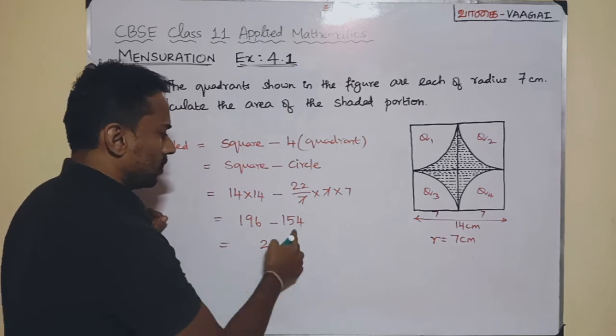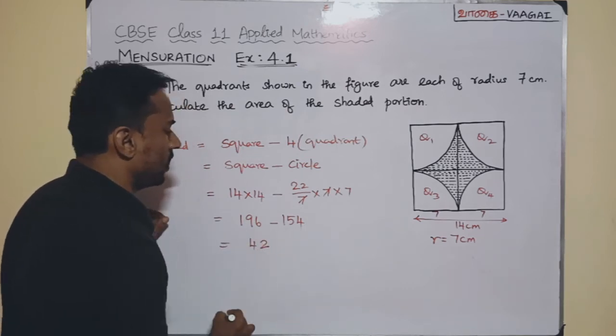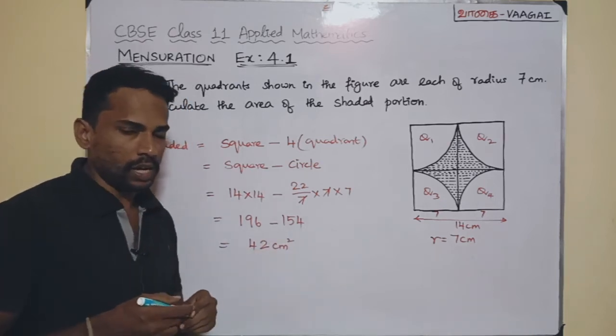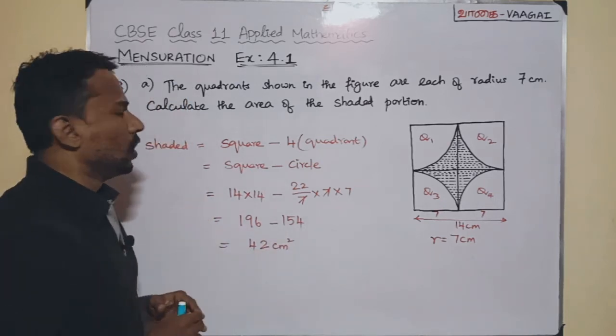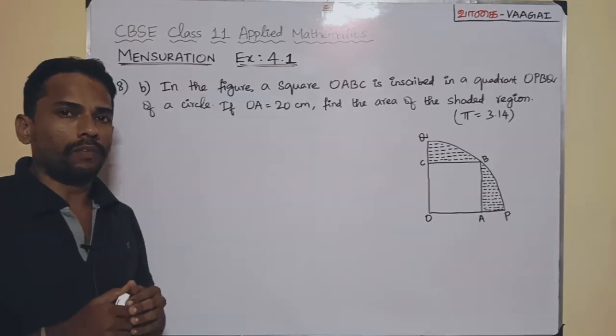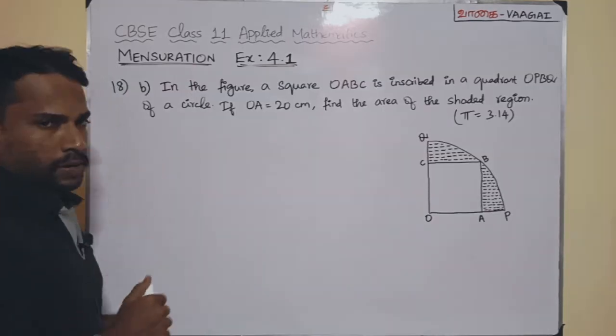And then this is 9 minus 5, which will be 4. So 42 centimeter square is going to be the answer for your question number 18, subdivision A. Now we have question number 18, subdivision B.